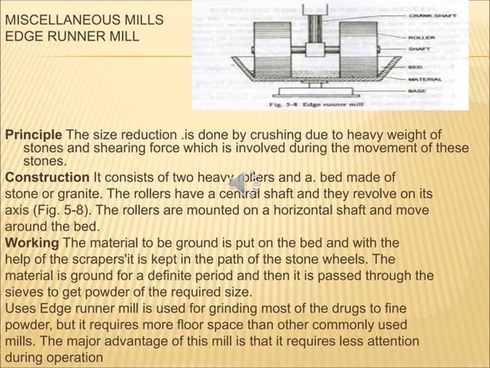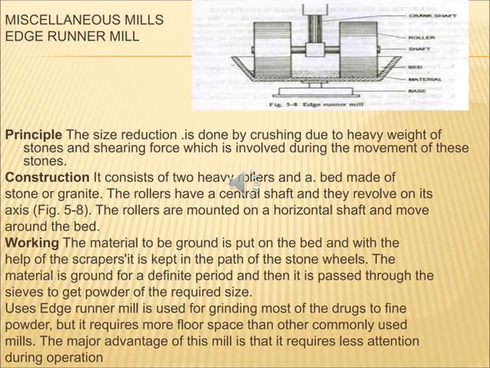Working: the material to be ground is put on the bed and with the help of a scraper it is kept in the path of the stone wheel. The material is ground for a definite period and then it is passed through the sieve to get powder of the required size.